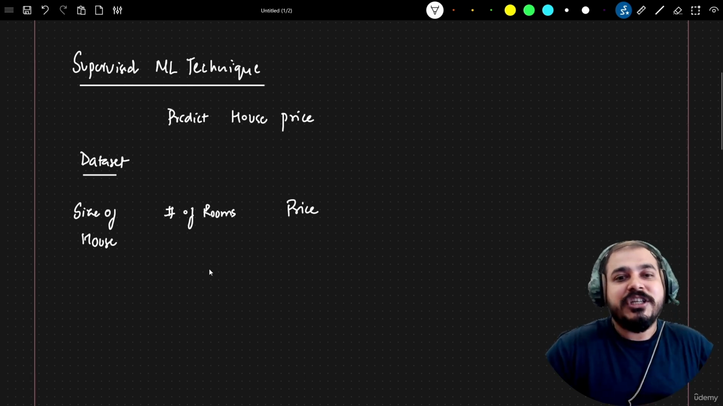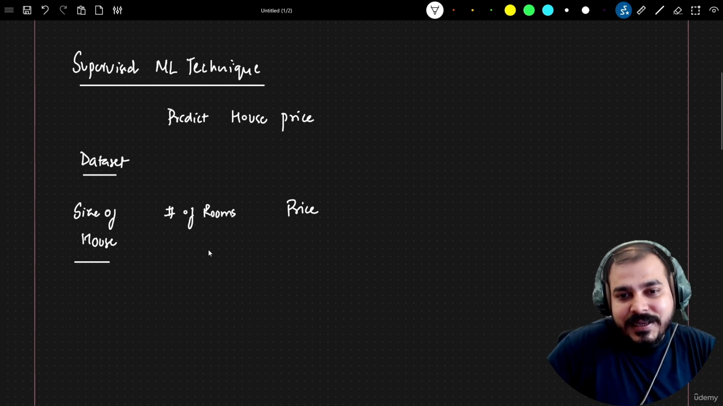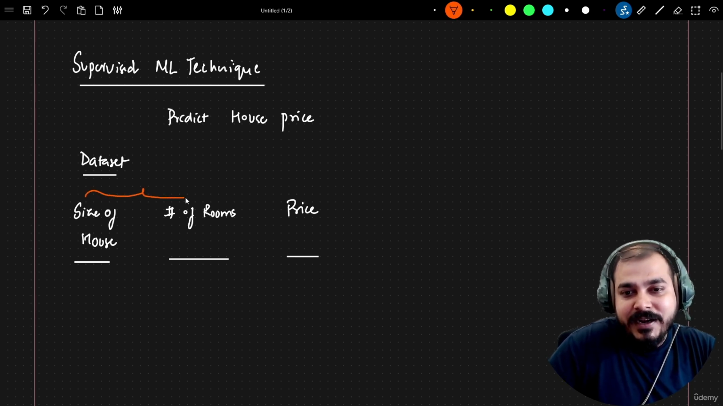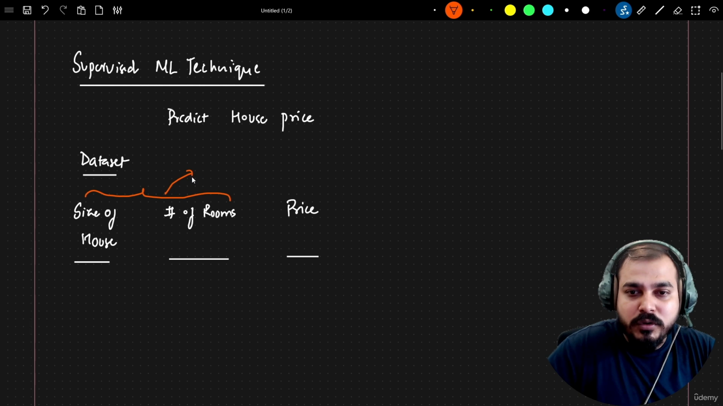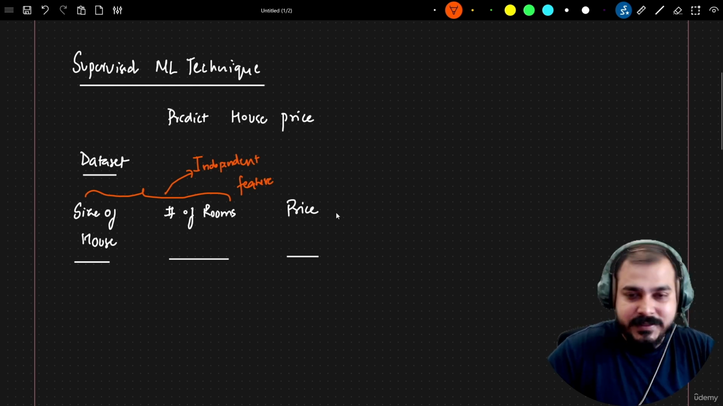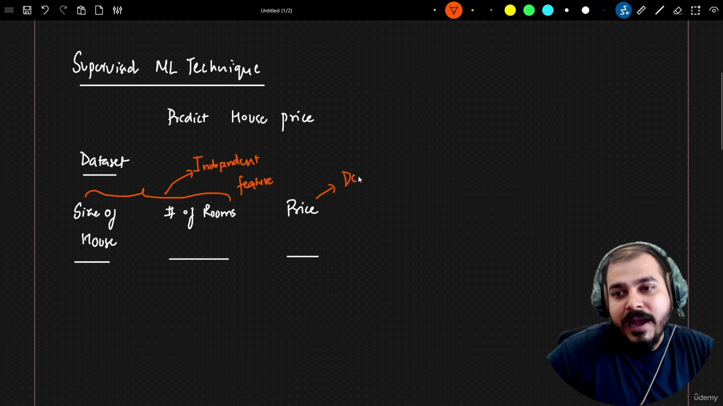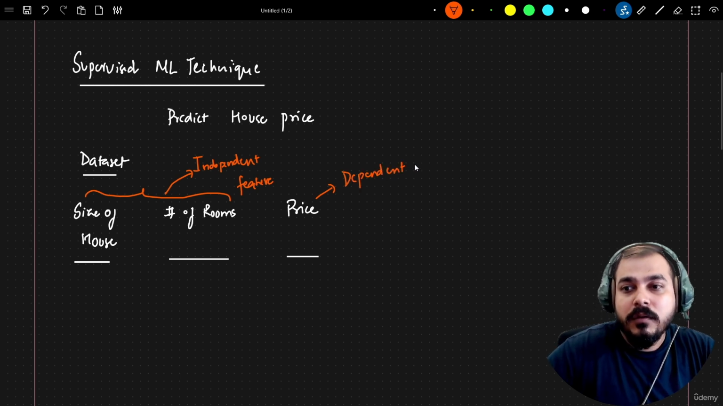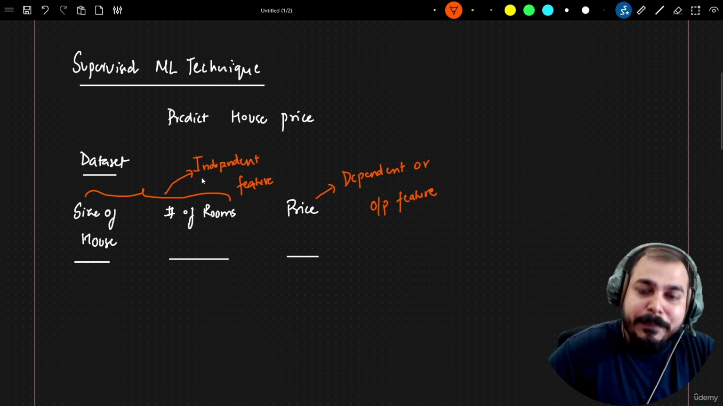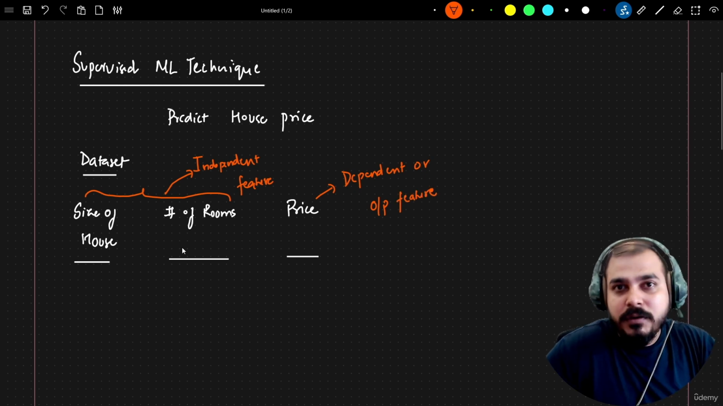Usually in a supervised machine learning technique, you get this kind of features and you divide the features into two different categories. The first category is called independent features. So both of these features are called independent features. And one more feature that you see over here is called price. This price is called your dependent feature or your output feature. Similarly, when I say independent features, these are also my input features.